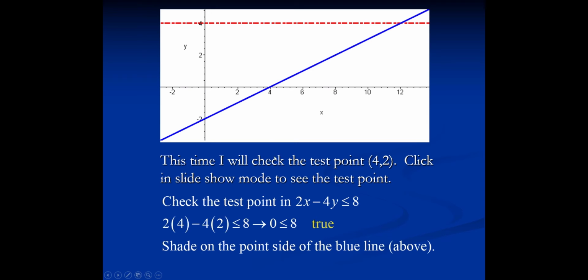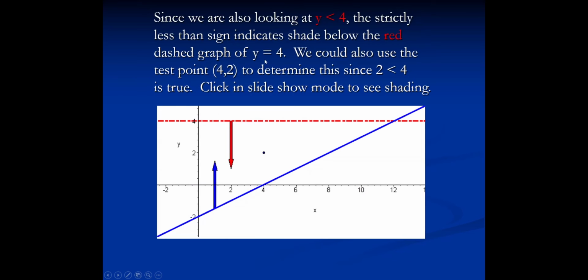Here's the blue line above. So when I plot that point (4, 2), we're going to be shading on the point side of the blue line. So there's the point (4, 2), and now we'll be shading on the point side of the blue line. Or had we used the arrow direction method, like they're telling us, we'd be shading on that side, because here's the point, that side of the blue line.